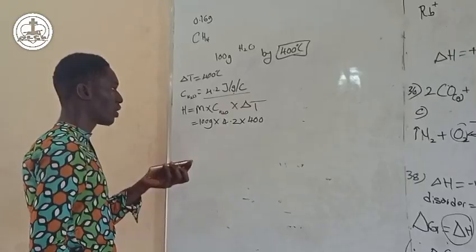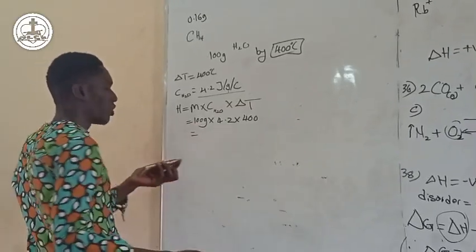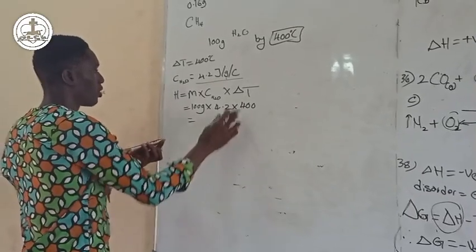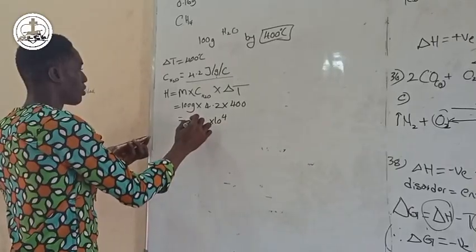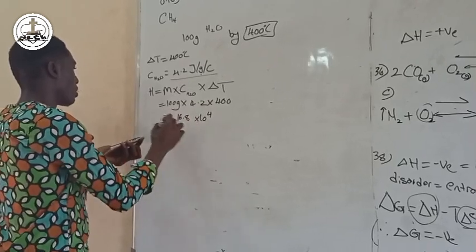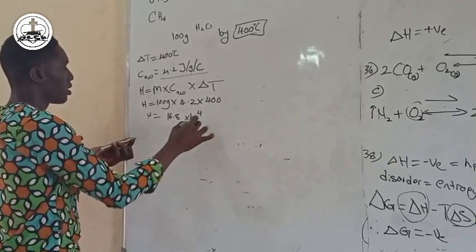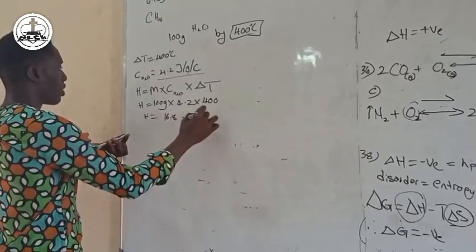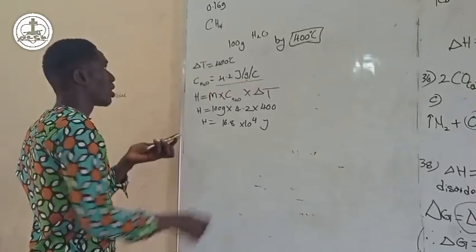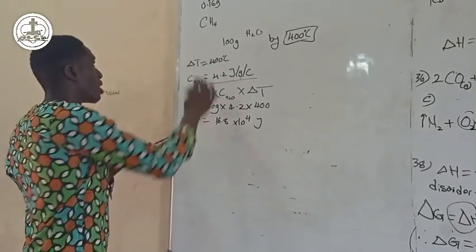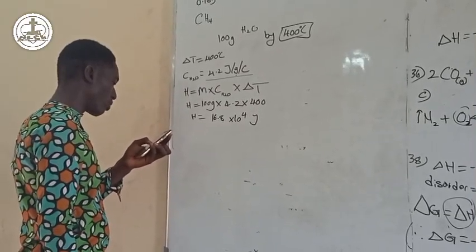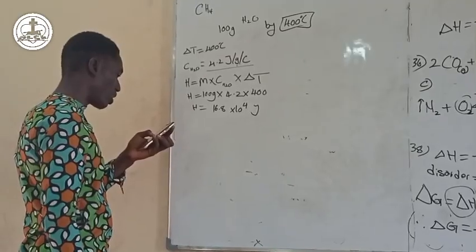If we multiply it together, I'll be writing it in standard form. We have times 10 raised to the power 4, 4 times 4.2, we have 16.8, which is equal to 16.8, 168.8 joules. This is the amount of heat supplied to the water when methane is burnt. So we want to know the energy, the heat. We want to calculate the heat of combustion.